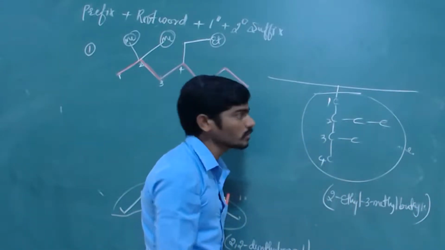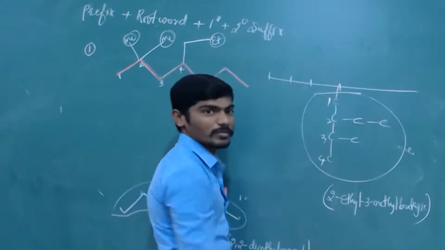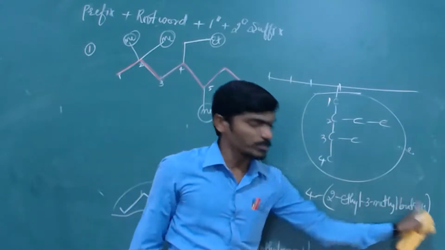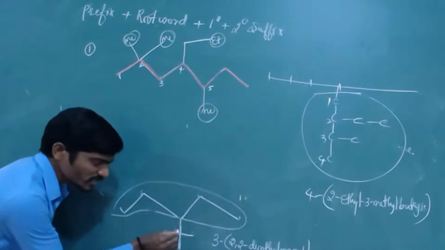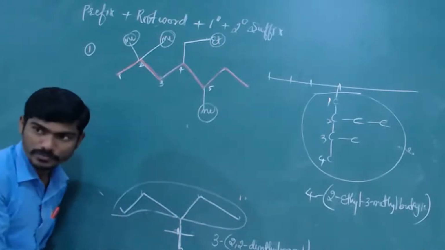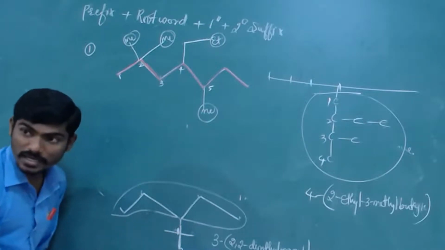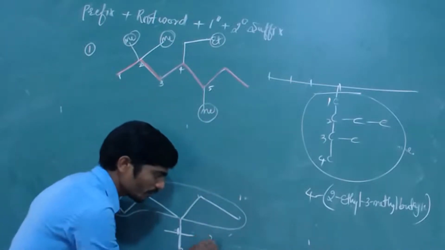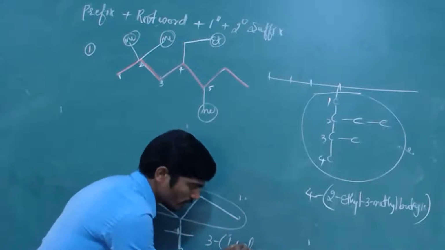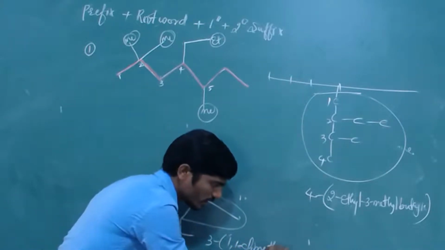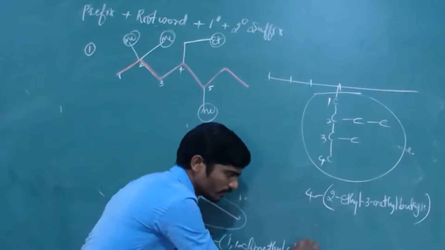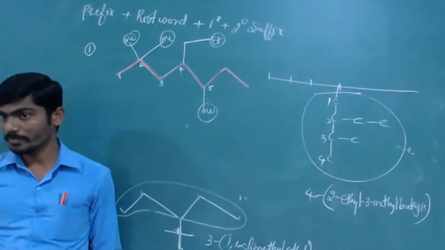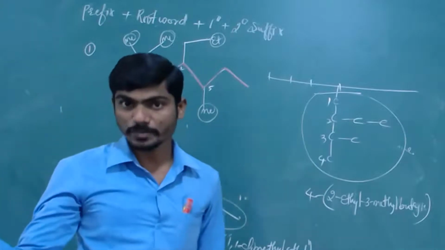At which position? Fourth position. So 4 in brackets: 2-ethyl-3-methylbutyl. Similarly, this is the first carbon, this is the second carbon. So 1, 1 dimethyl ethyl. So this must be 1, 1 at the third position: 1, 1 dimethyl ethyl. At the first position, is a methyl group possible or not? In an open chain, at the first position, a methyl group cannot be present.